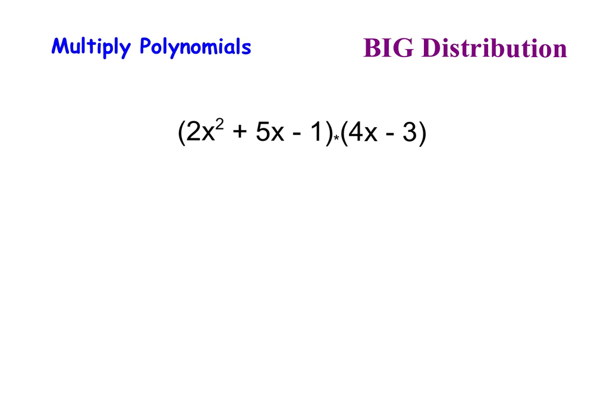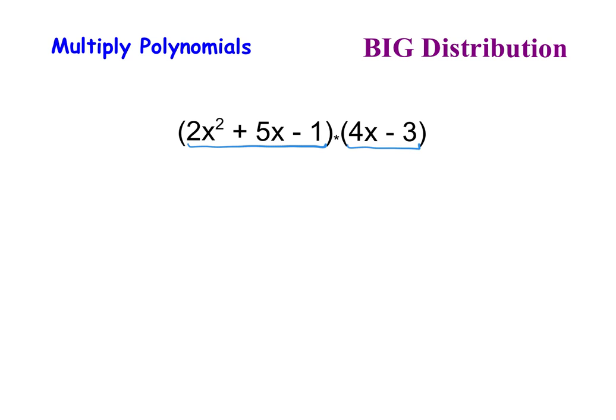So let's take a look at a slightly larger example. Here, we're going to take a polynomial that has 3 terms and multiply it by a polynomial that has 2 terms. And so this is still based on the distributive property, but instead of just distributing one single number, we're going to distribute multiple numbers. So what we're going to do is take everything in this first parenthesis and multiply it by everything in the second parenthesis.